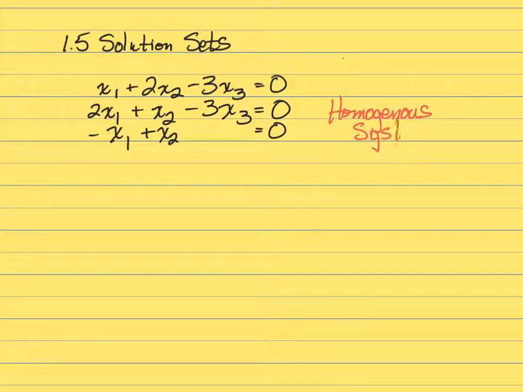systems. So, a homogeneous system of equations is a system where all the right hand sides equal zero. Okay, that's what we mean by homogeneous. You've got zeros all along those equal signs. Okay, that's what makes it homogeneous.